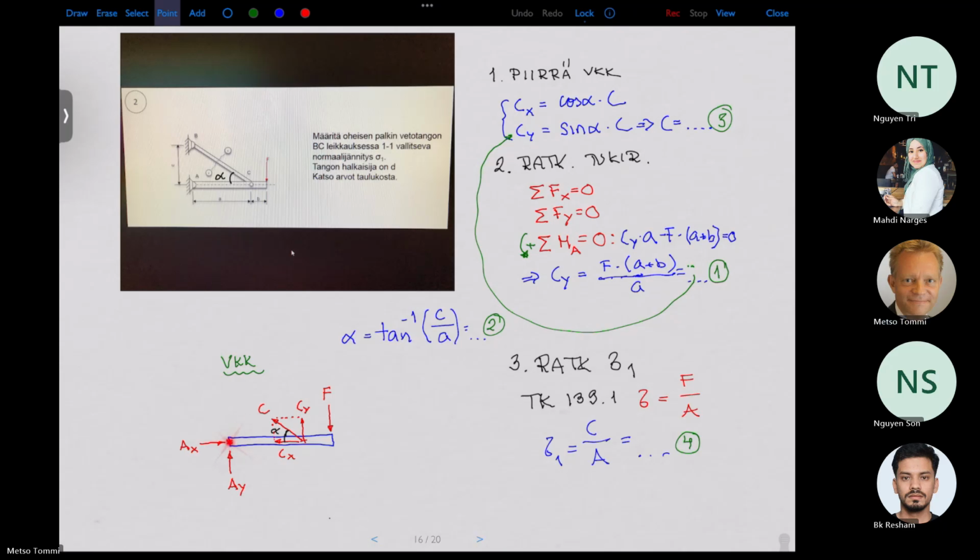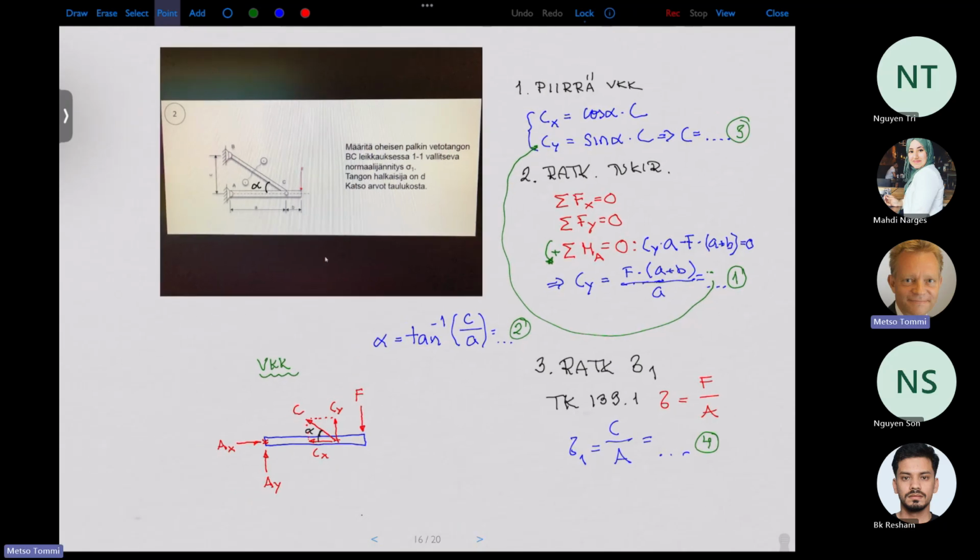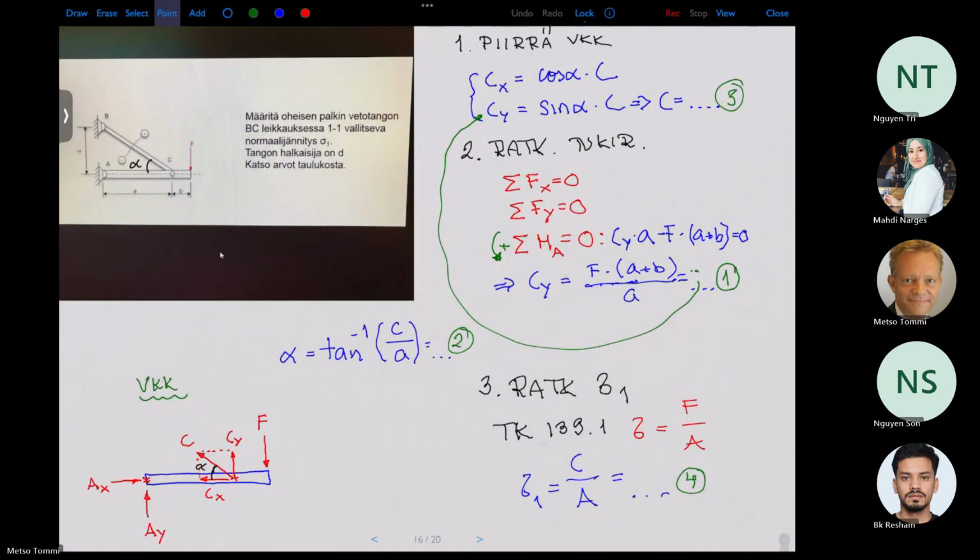So you write the moment sum to the point A. Cy is trying to rotate counterclockwise, and F is trying to rotate clockwise. And you get this equation, which you can see here. This is very hard to draw with the finger.